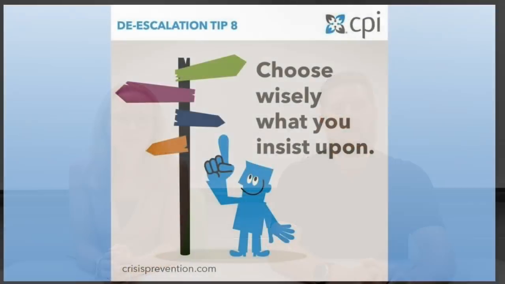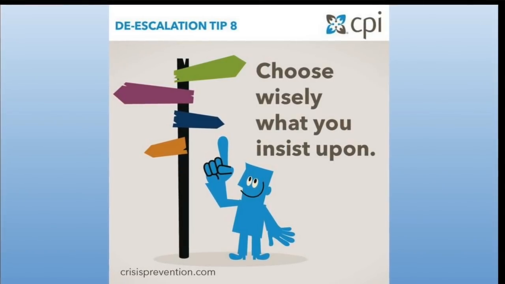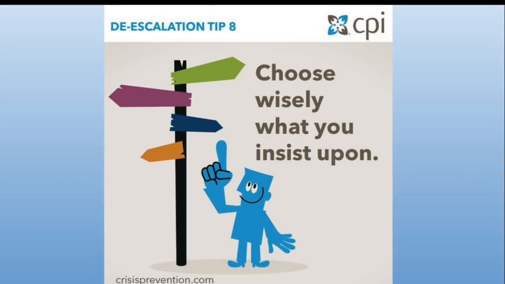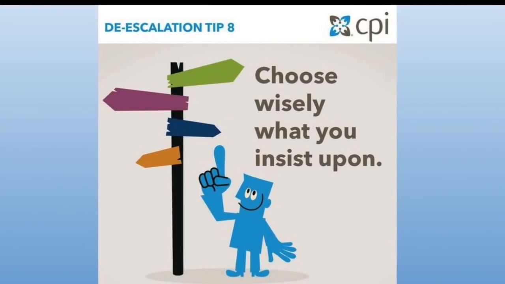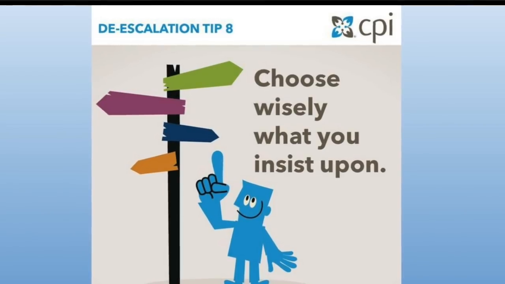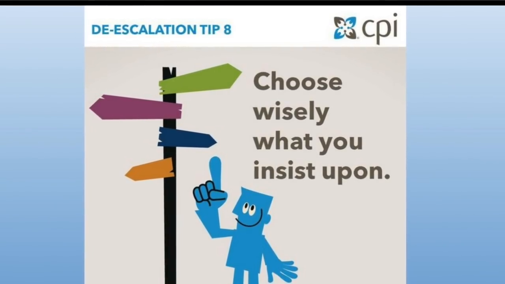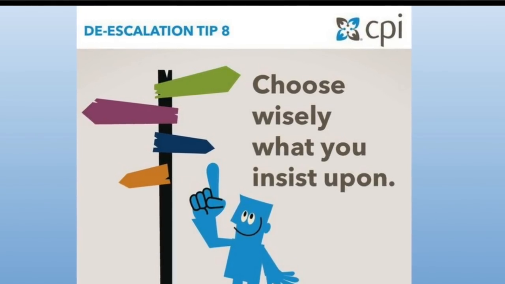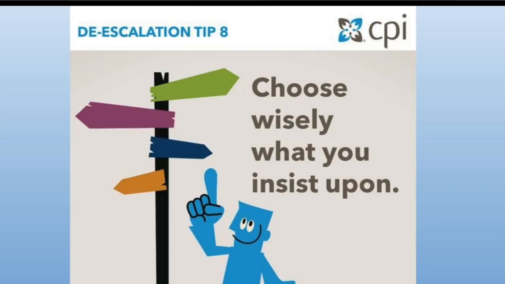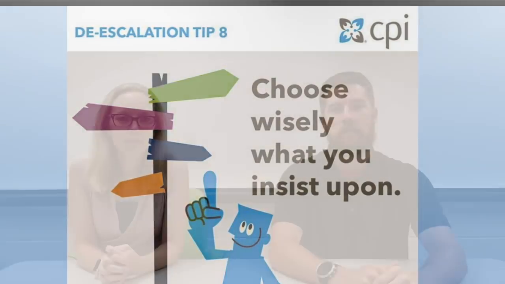Tip number 8, choose wisely what you insist upon. We've covered this point a few times already on previous de-escalation tips, but the point here is pretty self-explanatory. Don't grab a point or an issue and hang on to it. Some of our kids will be really pushing our buttons and trying to find their limits. And if we take every infraction that they make and just demand excellence, and demand that they follow our procedures exactly to a T, we're going to drive ourselves nuts.